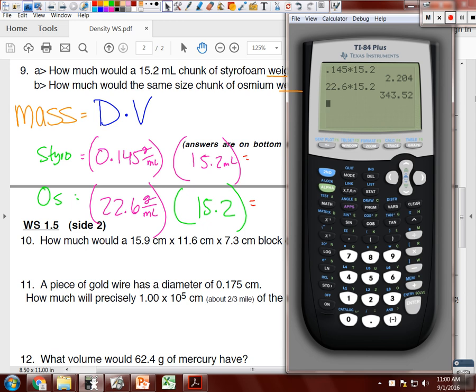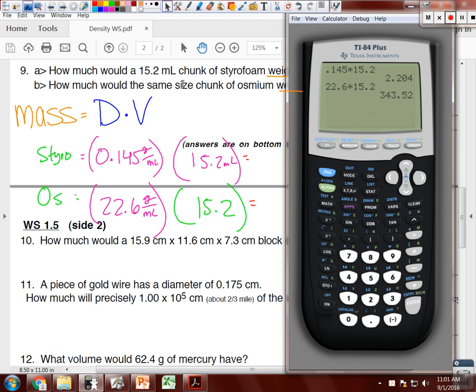Now, here's the funky one. What would you round the last one to? 344. Now, 344 what? Grams. Good deal. 344 grams. So, the crazy part about that is, it's the exact same size cube. But notice what we have as far as the amount that they weigh. Is it significantly different? Yes, significantly different. And it's all based on the density. You have more mass per volume in that object.